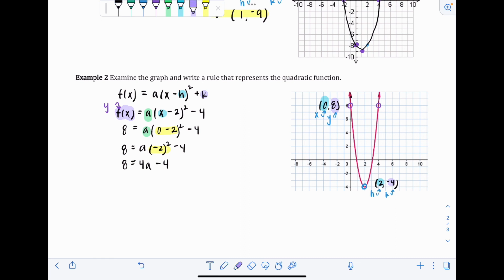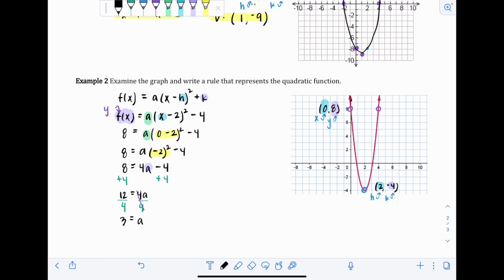So now I just need to start isolating my variable, moving things away from it. So I can cancel out that minus 4. I'm going to add 4 to both sides to undo the subtracting 4. So 8 plus 4 is 12 equals 4 times a. And then to get rid of the 4 that's being multiplied by a, I can divide both sides by 4. 12 divided by 4 is 3, and 4 divided by 4 cancels out. So I'm just left with 3 equals a.